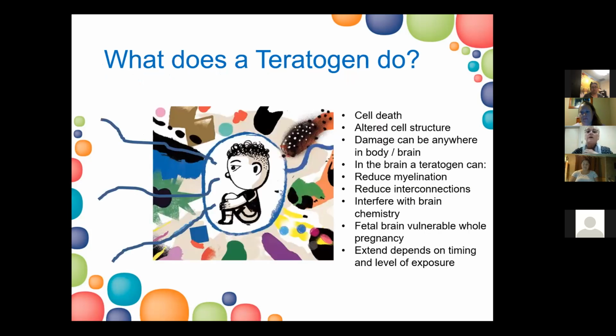And so what can it do? So alcohol causes cell death. It can alter the way the cell is structured. It can damage any organ, really, in the body or the brain. It can reduce the myelin sheath on the nerves that helps the conductivity, that helps our brain process different information. It can reduce the amount of interconnections we have in the brain, interfere with brain chemistry. And so, you know, the brain is a very sensitive organ. And at different times during the pregnancy, throughout the whole pregnancy, it's vulnerable to exposure to alcohol. And certainly, you know, the potential damage is correlated with the amount of alcohol one may consume. And that's what we're assessing here.